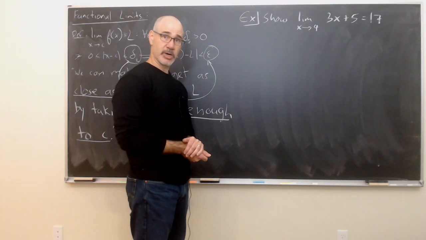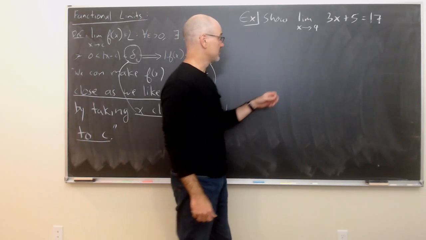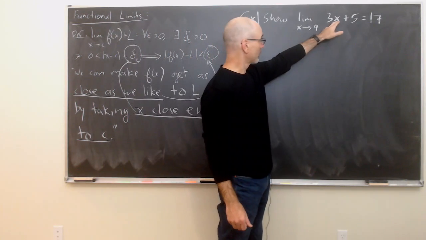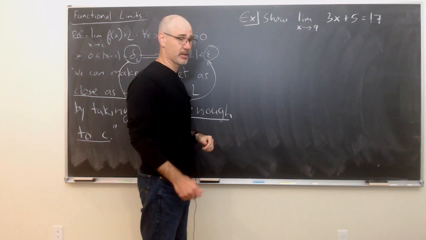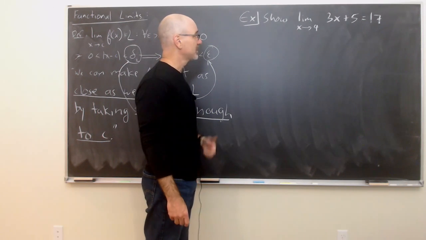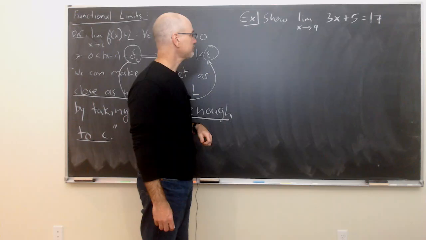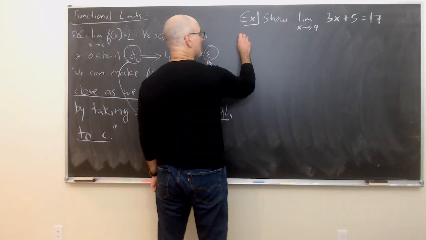Now it shouldn't be a surprising result, right? From calculus we're used to just plugging in x equals 4. We would get 3 times 4 is 12, plus 5 is 17, so this seems like it ought to be the limit. But if it is, we should be able to prove it. So let's take a look.